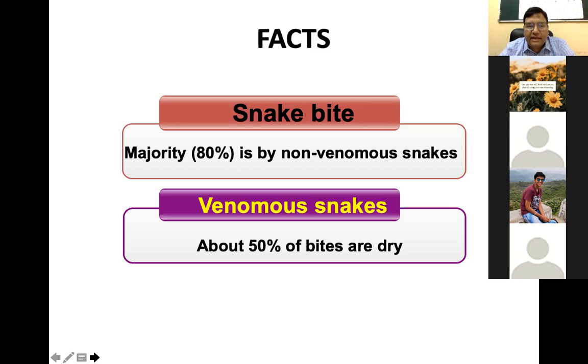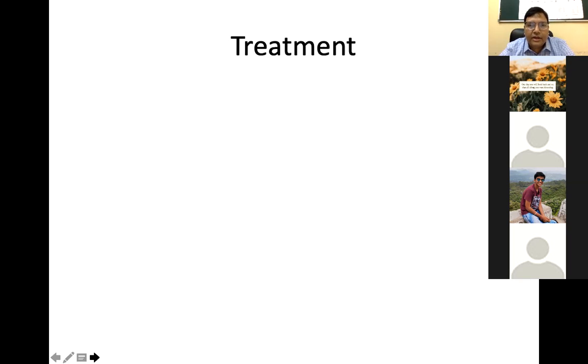And for venomous snakes, about 50% of the bites are dry. That means no venom is injected. If a venomous snake also bites, there are chances that 50% of the bites are dry. So how are we going to treat? The first and foremost thing is that we have to allay the anxiety and the fright which the patient commonly encounters when they get a snake bite.